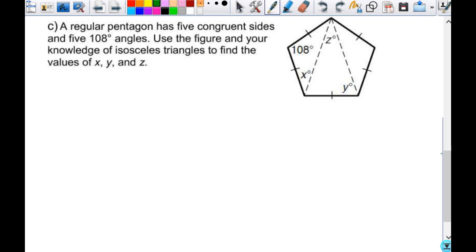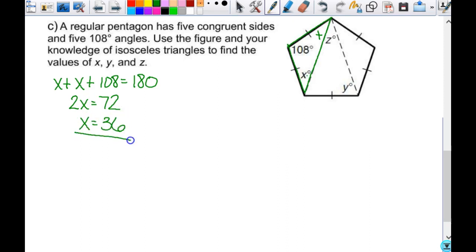So do I have enough information right now to find the measure of angle X? Yes, because it even tells me, use your knowledge of isosceles triangles, right? So this right here is an isosceles triangle. So if this is X, what's this? X. So I can say then that X plus X plus 108 equals 180. Okay. So 2x equals what? 72. So x equals 36. All right, so this is 36, and this is 36.